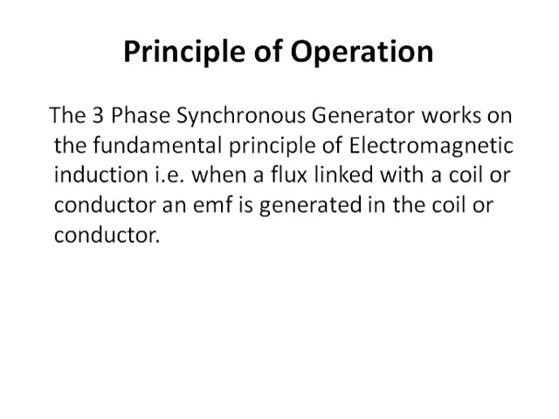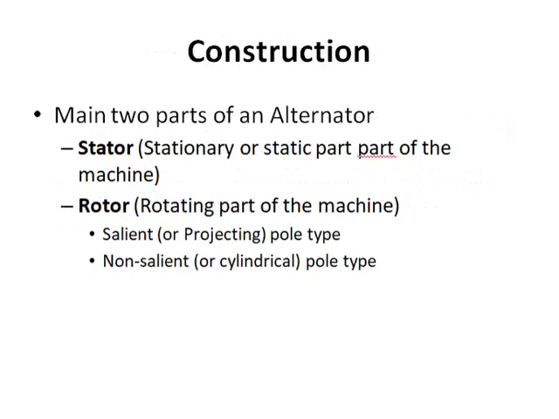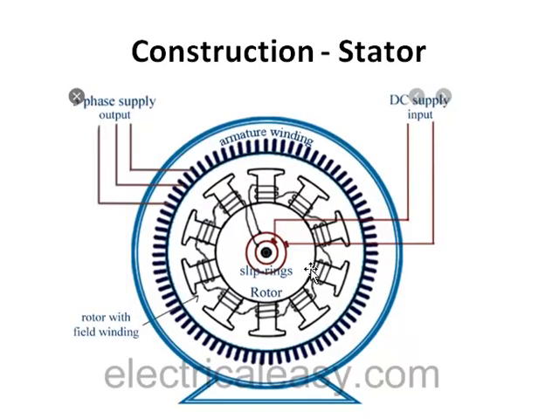And also we saw the construction. The main parts of the alternator are the stator and rotor. The stator is the stationary or static part of the machine, and the rotor is the rotating part of the machine. There are two types of rotors we saw. One is called a salient or projecting pole type, and another is a non-salient or cylindrical pole type. So this is the construction we saw.